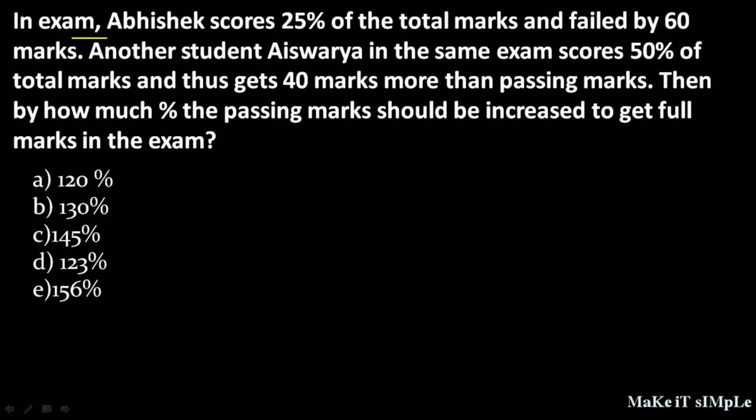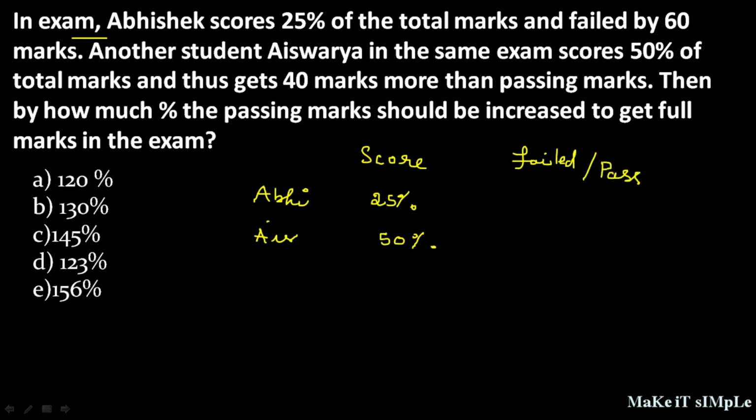There are two candidates. One is Abhishek, next is Aishwarya. Okay, the score we have first, Abhishek is getting 25% of the total marks. Next, Aishwarya is getting 50% of the total mark. How much they are failed or passed? Okay, Abhishek is failed by 60 marks. The 60 marks in comparison with the passing mark. Then Aishwarya passed by 40 marks. This also in comparison with the passing mark.